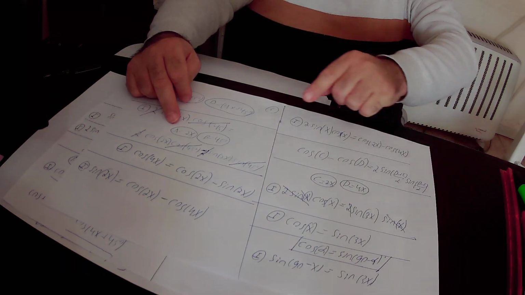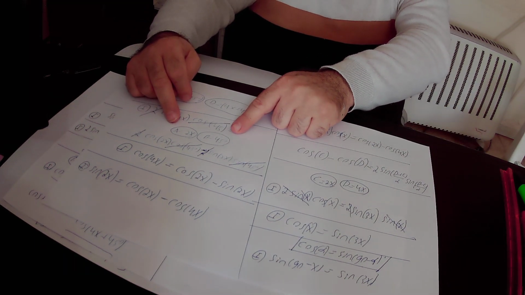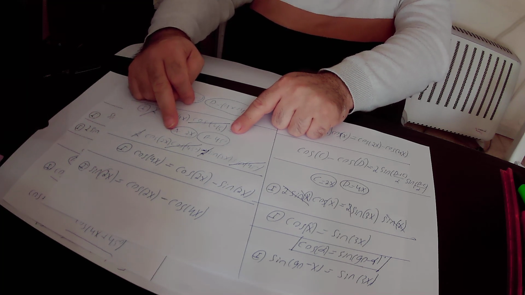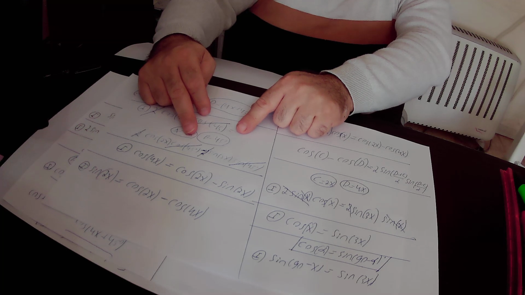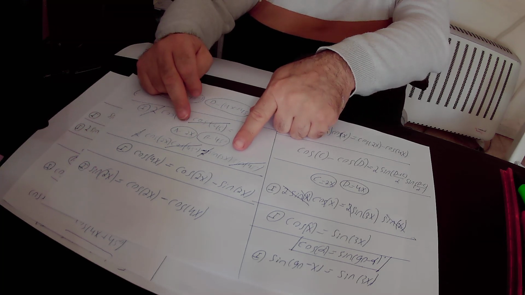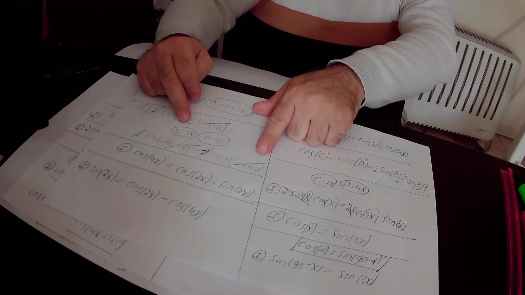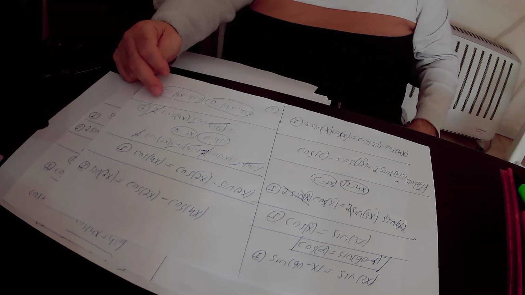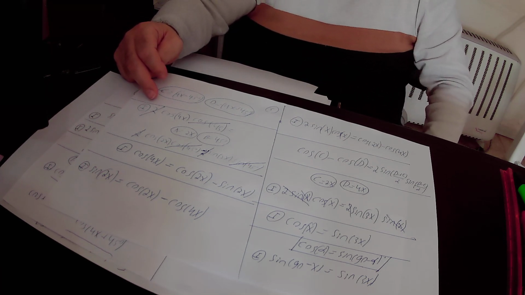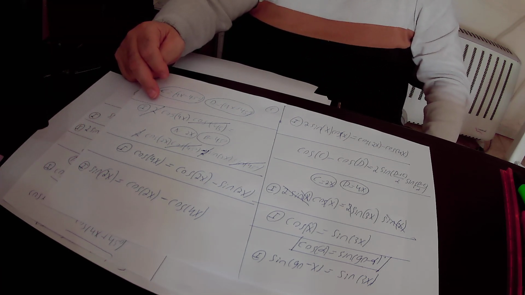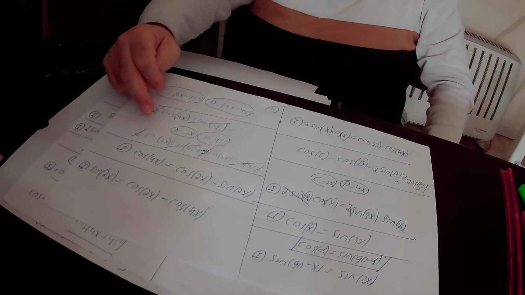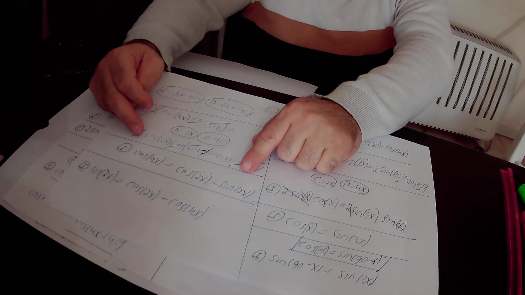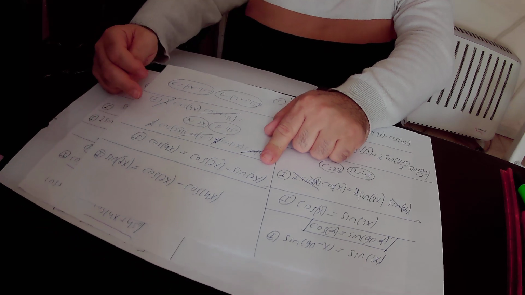A equals 2x, B equals 45 degrees, so cosine A is cosine 2x and cosine B is cosine 45 degrees. Minus 2 sine A, which is 2x, and B is 45 degrees, so it is sine 2x times sine 45 degrees. Then we divided this equation by 2 cosine 45 degrees, and we got that cosine 4x equals cosine 2x minus sine 2x.